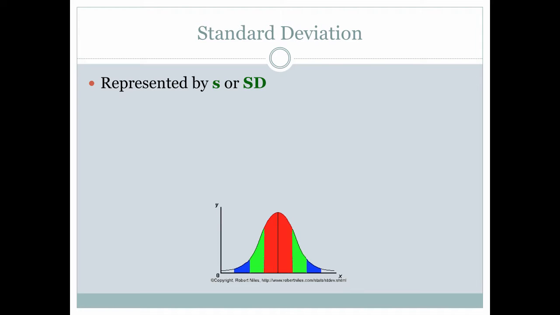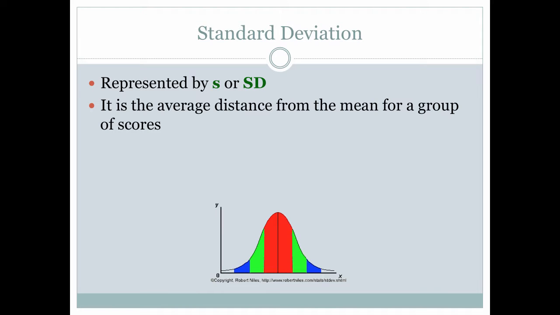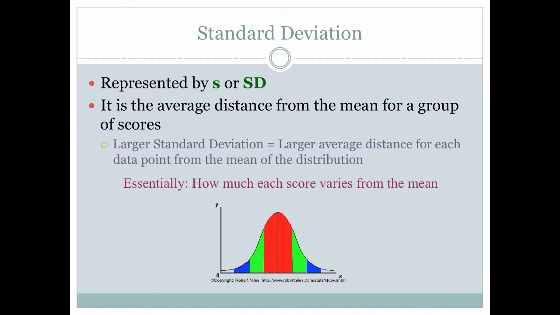Standard deviation. Standard deviation is represented by S or SD. I would say probably S would be the most proper way to symbolize it. Some people like to write SD simply because it's less confusing. Because as we're going to see, variance is symbolized by S squared, and it's very easy to forget which one is what. So the definition of standard deviation is the average distance each score varies from the mean for a group of scores. The greater the variability within your participants, the greater the standard deviation will be, and vice versa.